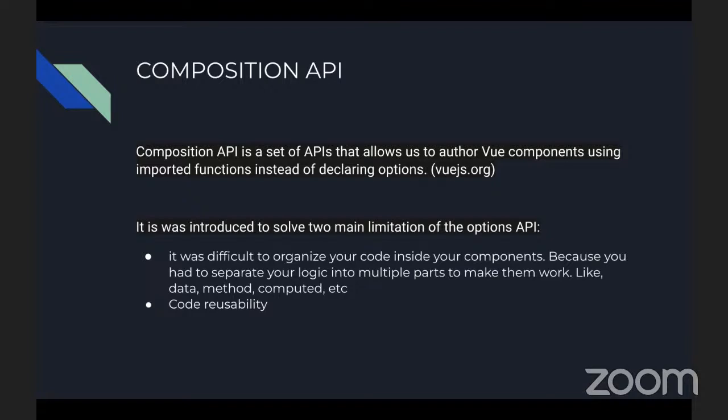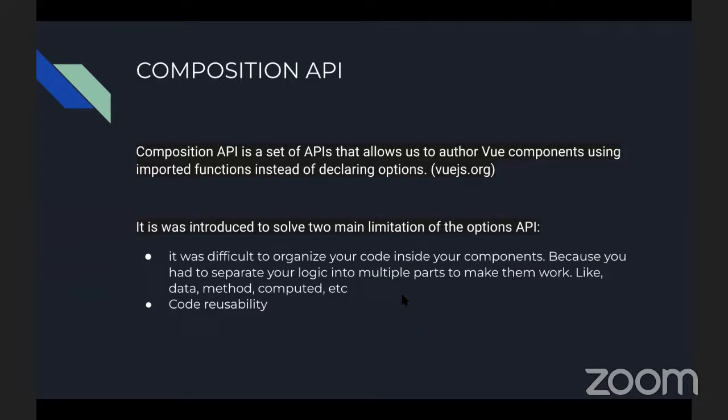The two main limitations of the options API, which I've listed here, are that there was difficulty in organizing your code, and the next problem was code reusability. You could not organize your code in a nicer way because you have to keep the logic in multiple parts, but all in a single component. The multiple parts are the data level, the method level, and the components level.